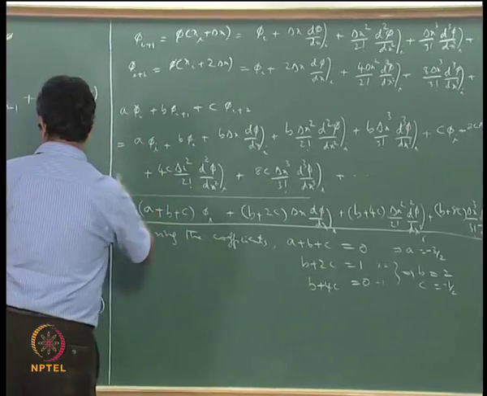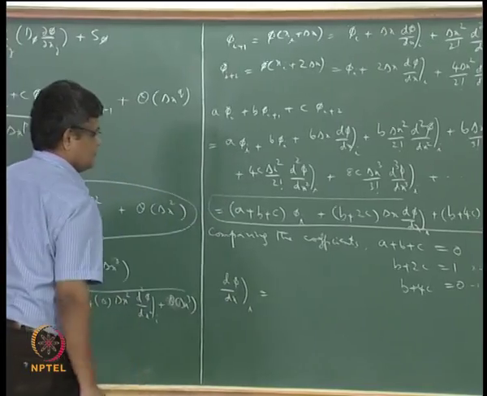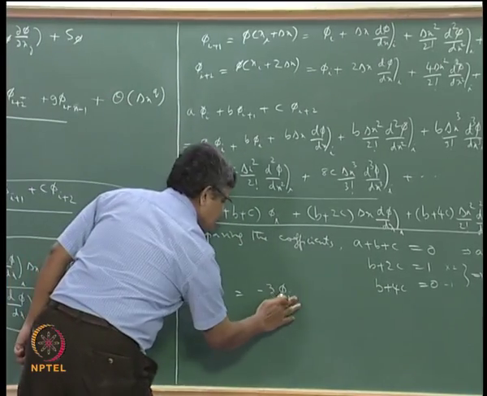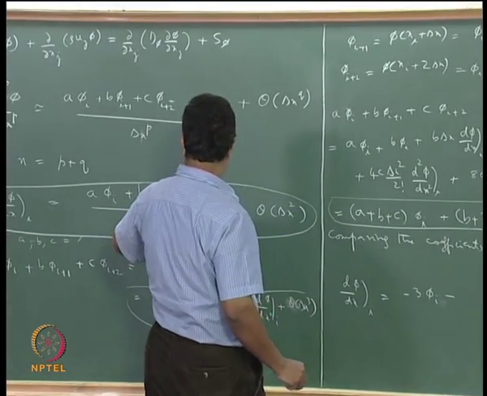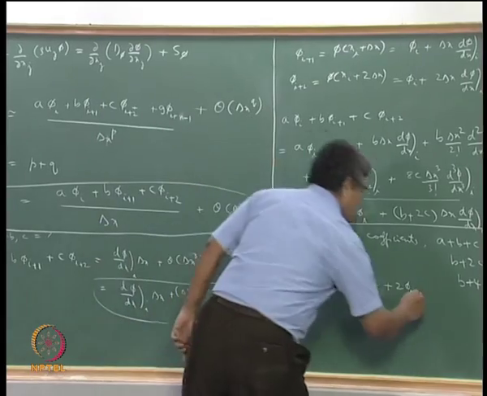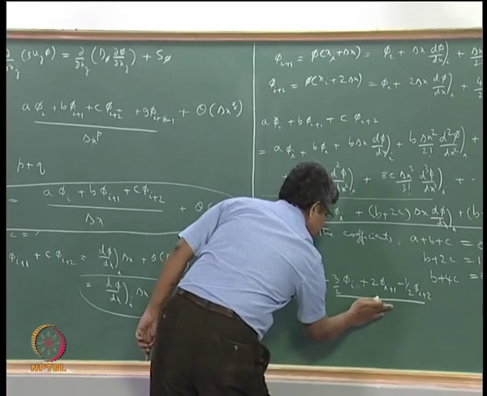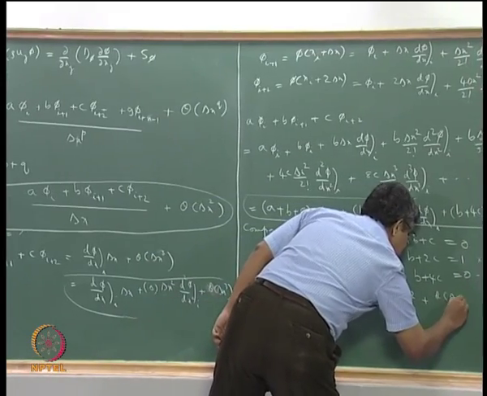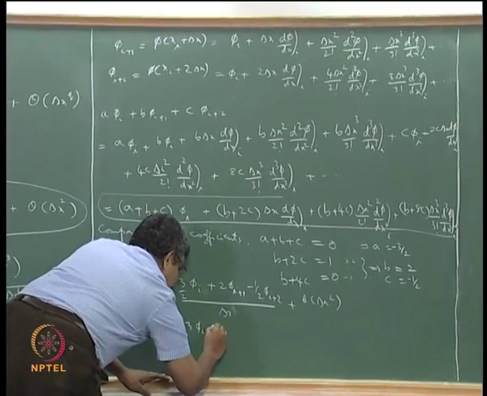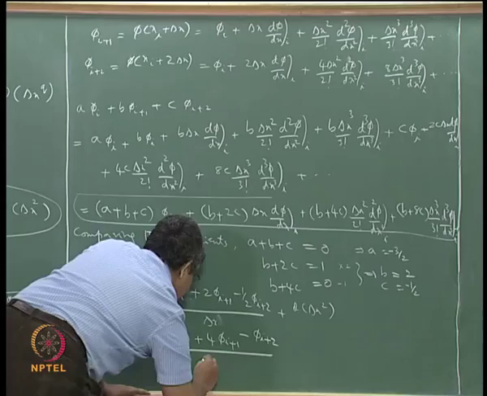So, therefore, we can write this expression here as d phi by dx at I is equal to a, which is minus 3 by 2, phi I, plus we can take the 2 here, minus 3 by 2 plus 2 phi I plus 1, minus half phi I plus 2, divided by delta x square delta x, plus terms of the order of delta x, and we can write the same thing as minus 3 phi I plus 4 phi I plus 1 minus phi I plus 2 by 2 delta x.